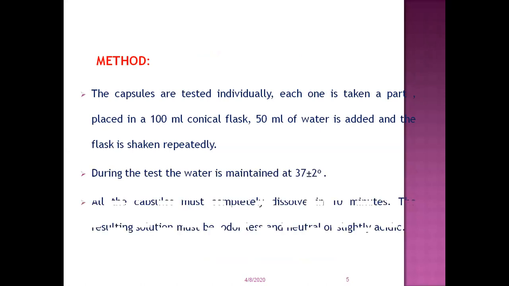The method: the capsules are tested individually, and each one is taken in a 100 ml flask, then add 50 ml water. During this test, the water is maintained at a fixed temperature. All the capsules must completely dissolve in 10 minutes. The resulting solution must be odourless and neutral.